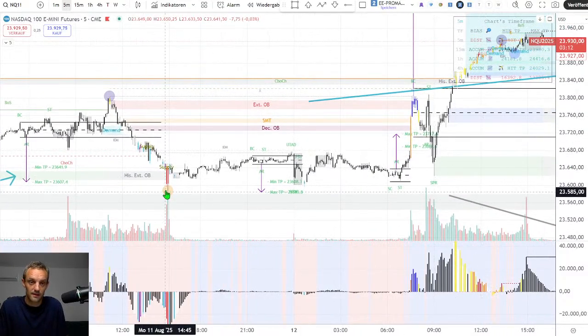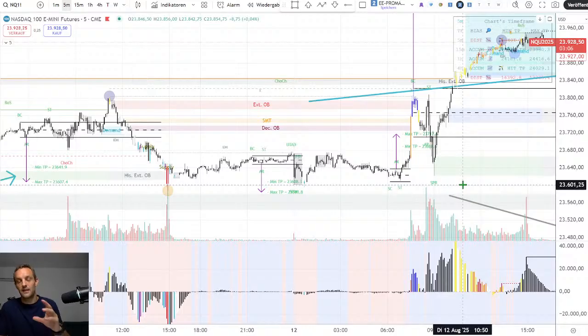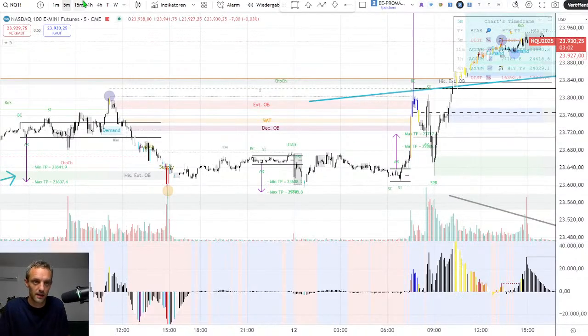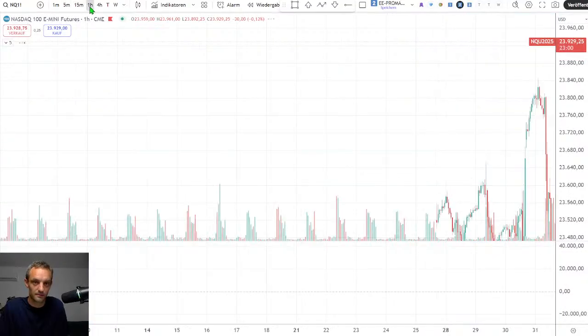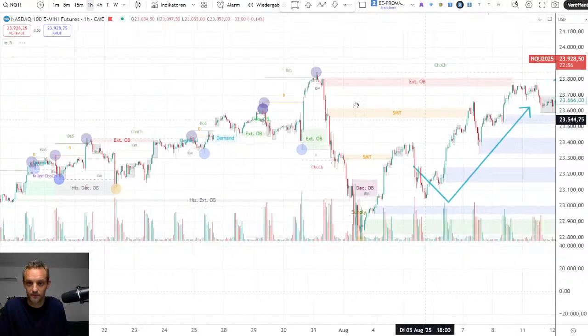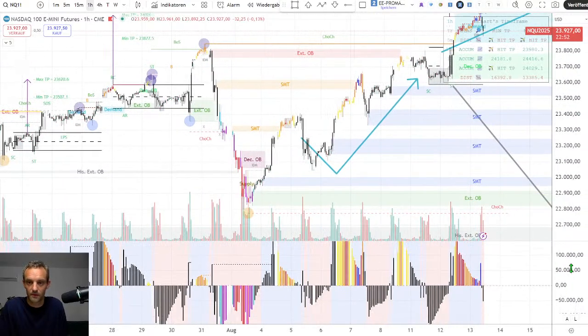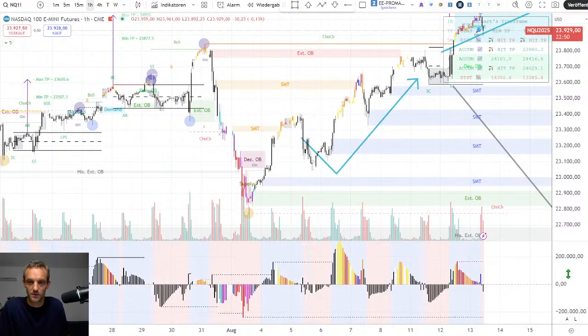But of course, they could be right, right? Okay, they could be right and then push this market to the downside. In the end, the bigger time frame matters, okay? And in the bigger time frame, on the 1-hour chart, we see it pretty clear. Or on the 4-hour chart, we also see it pretty clear.